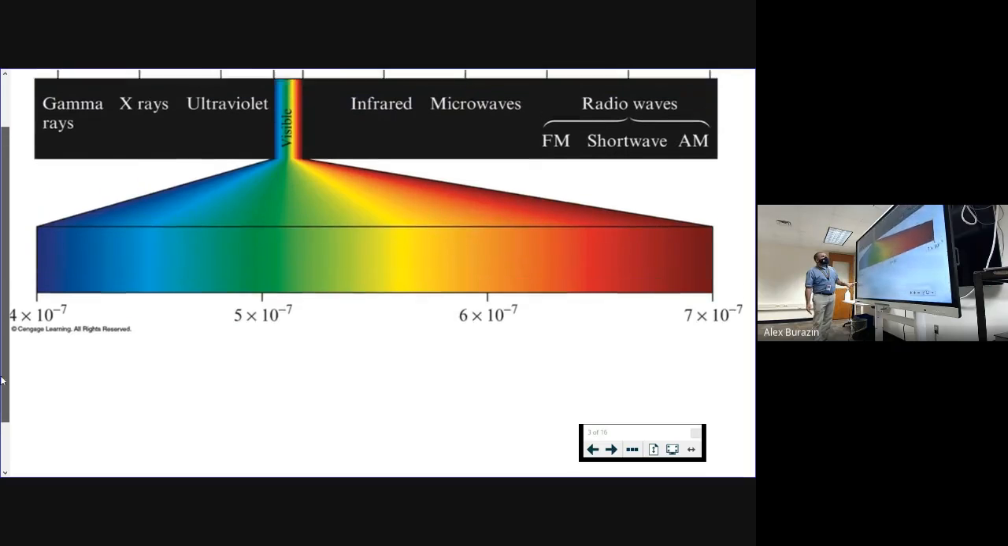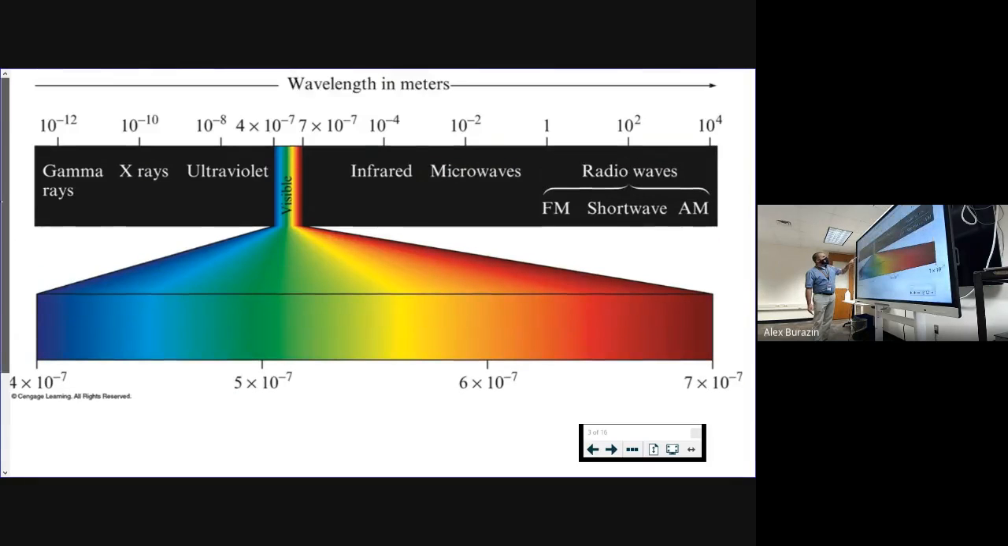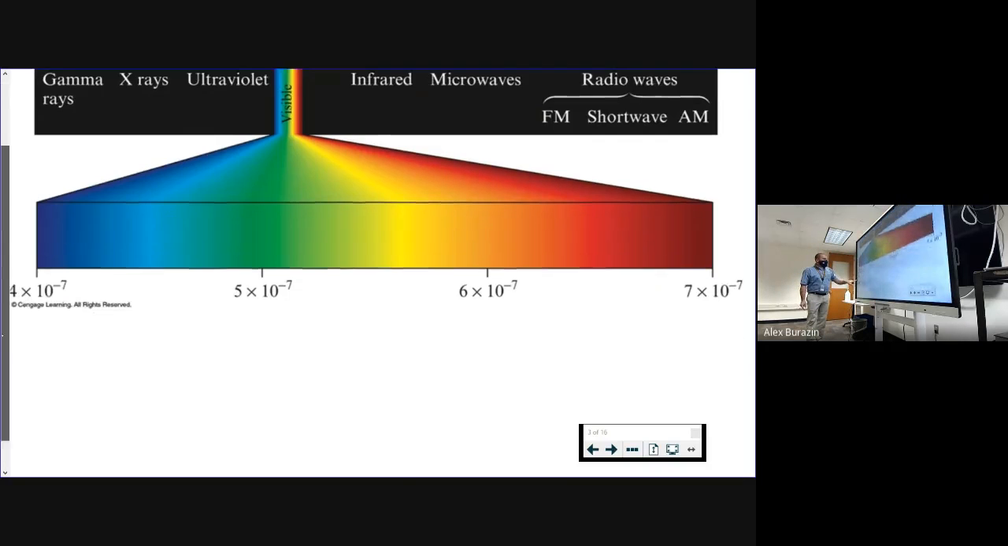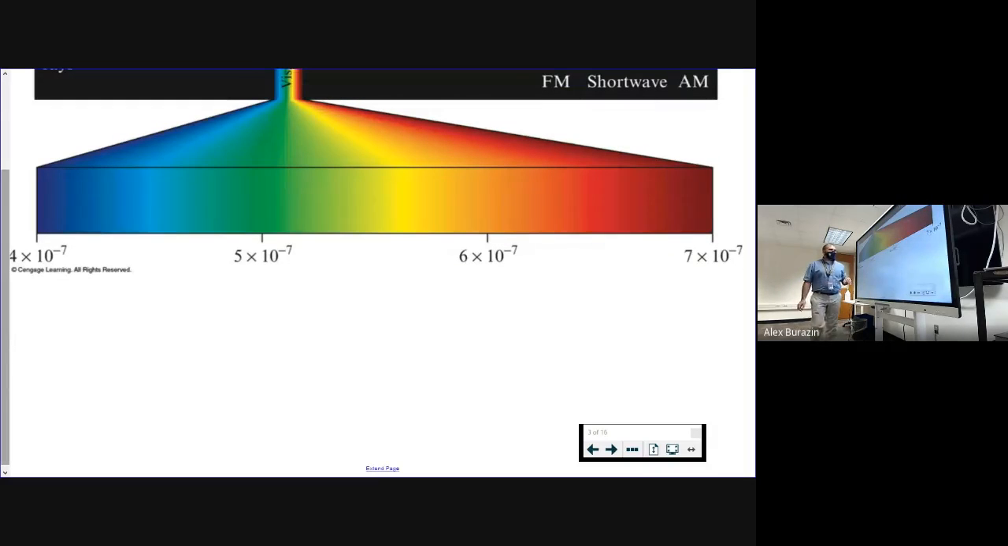One thing I will note here is these numbers, because I do have some numbers here. These are wavelengths in meters. The visible region runs from 4 times 10 to the negative 7th up to 7 times 10 to the negative 7th.